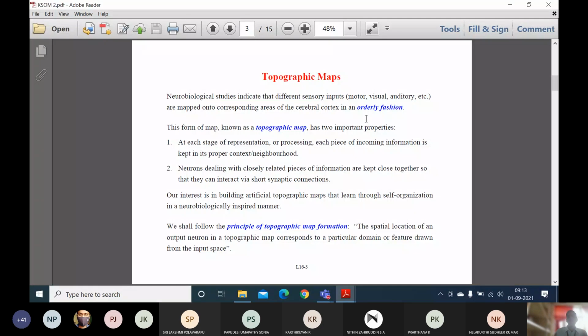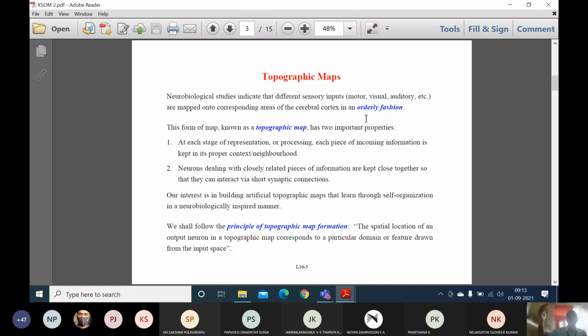All these activities, whatever I am trying to do, are considered sensory inputs via different sensory channels, and they will be mapped to the human brain. They will be mapped in the cerebral cortex of the human brain in an orderly fashion.